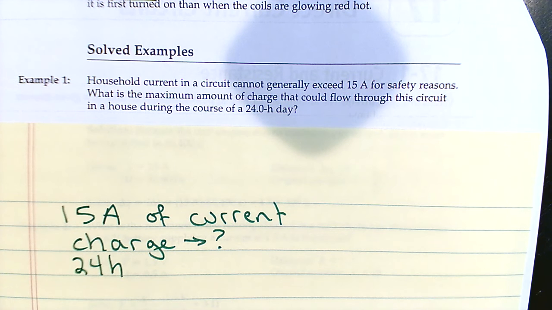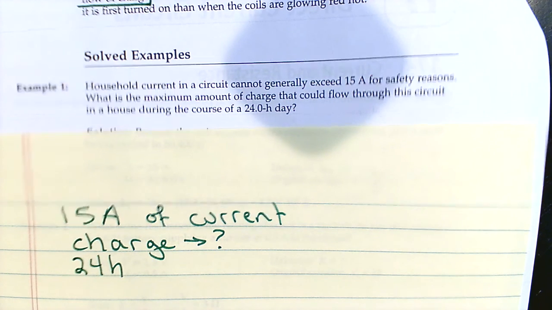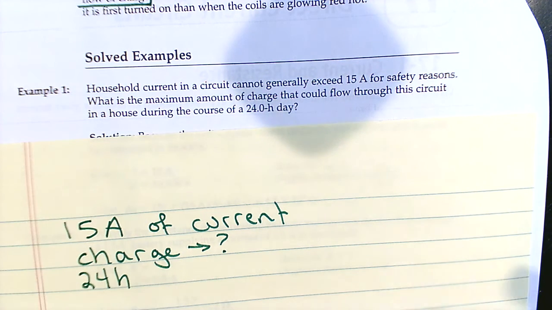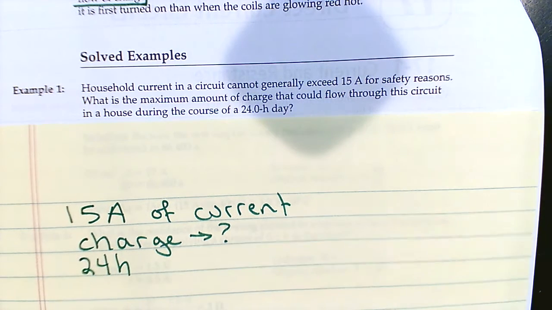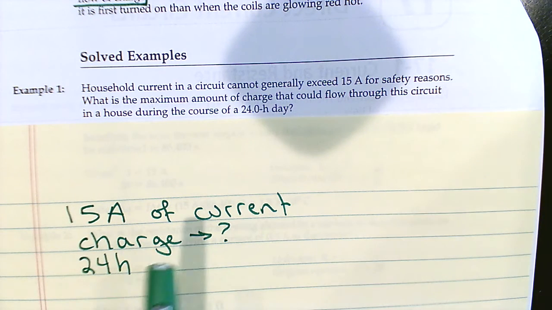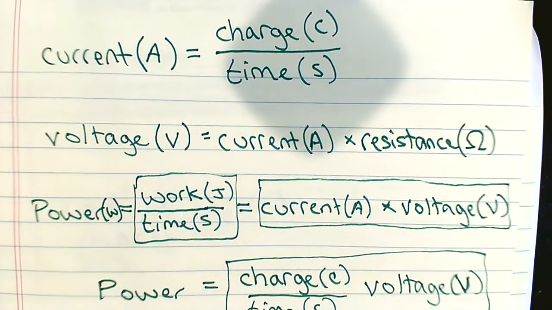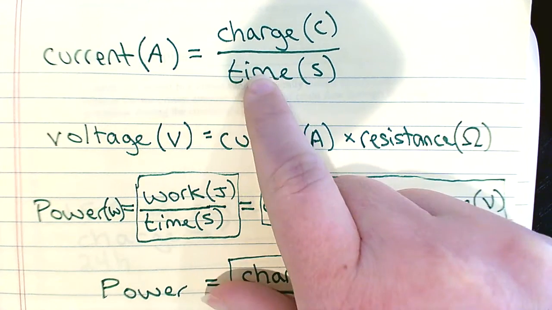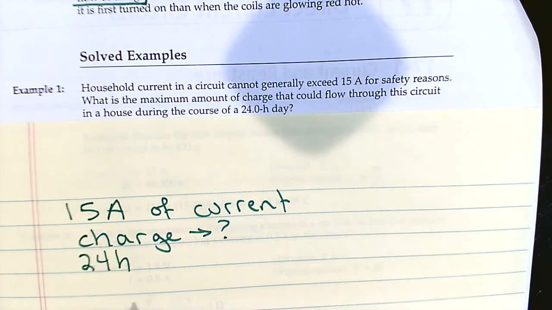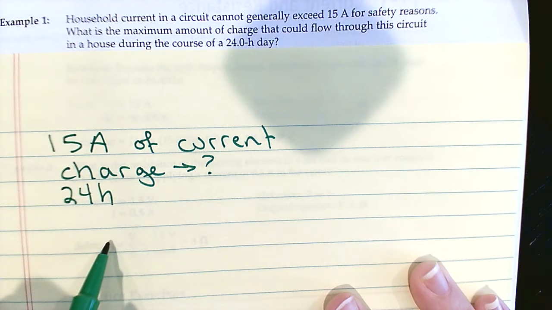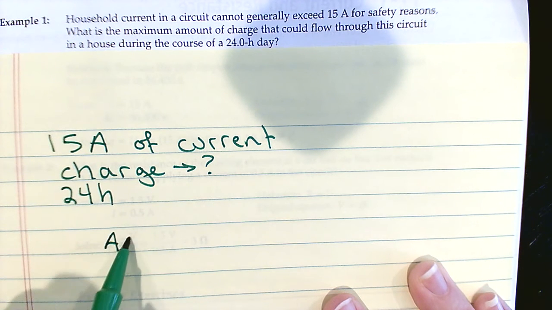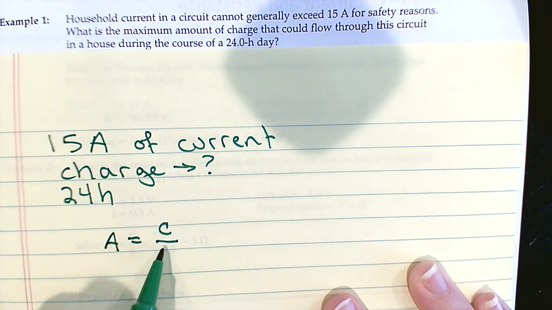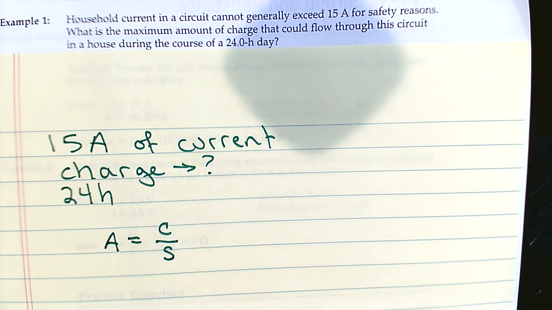Okay, so how do we proceed from here? What kind of formula do we have that could help us out? So we have current, we have charge, and we have time. So we look back at our formulas. We're looking for one that has current, charge, and time. Looks like the top one, right? So current equals charge over time. I'm going to write out the units version of the equation down here. So that would be amps equals coulombs divided by seconds.